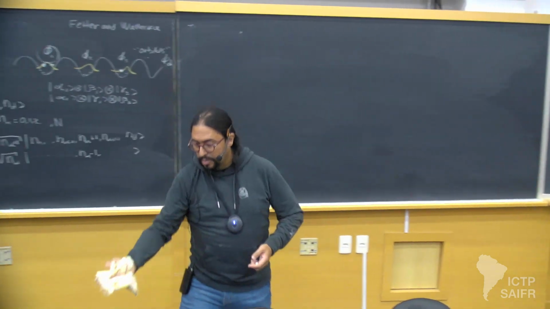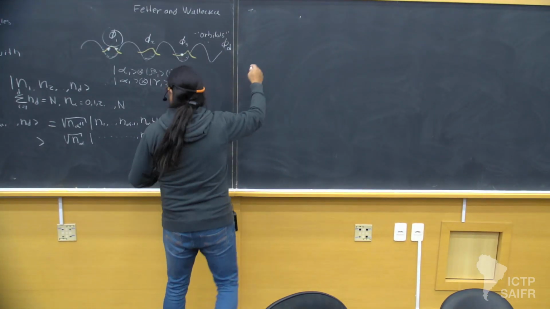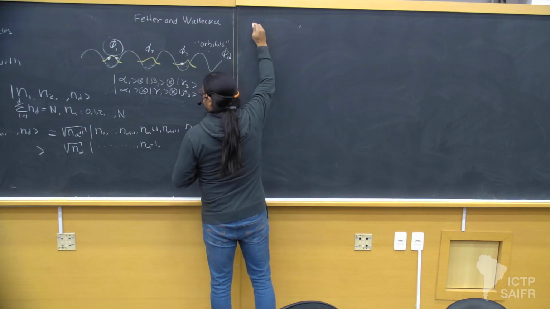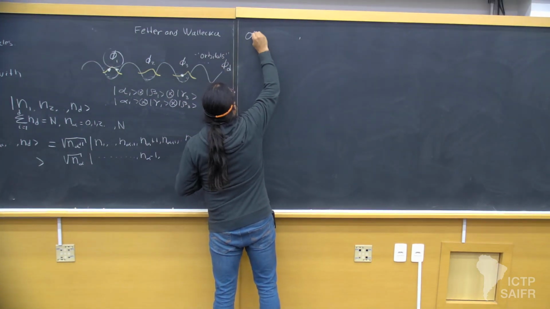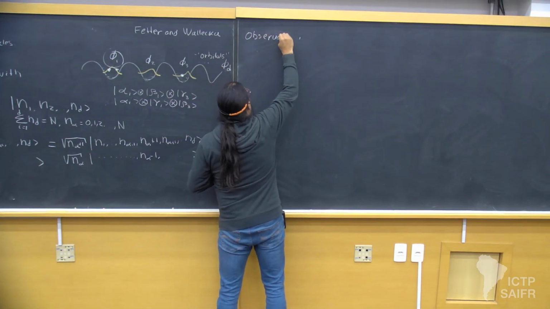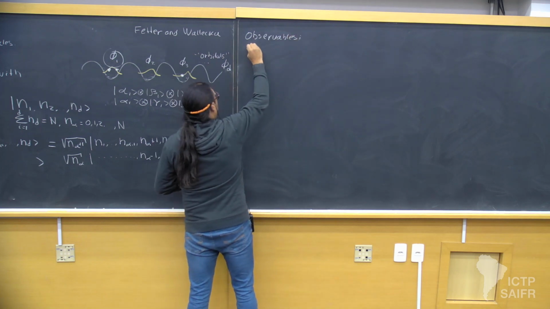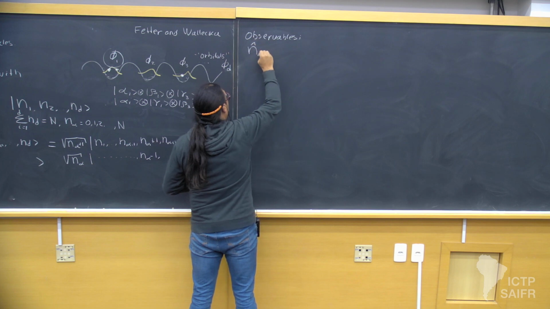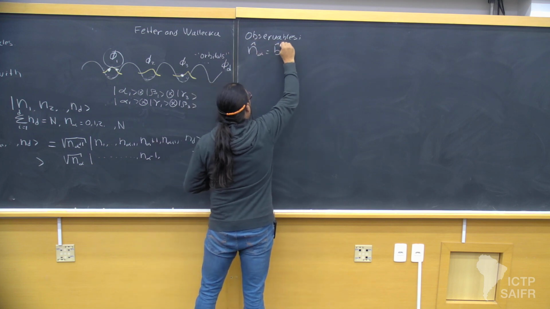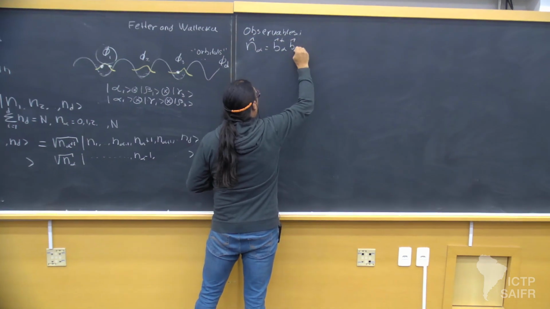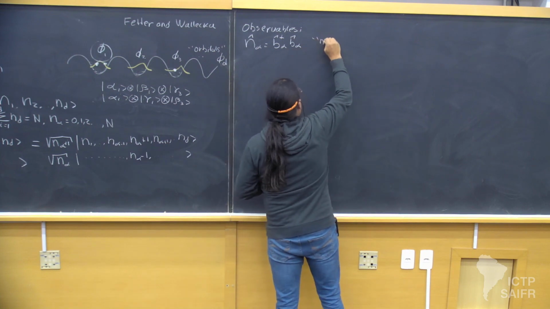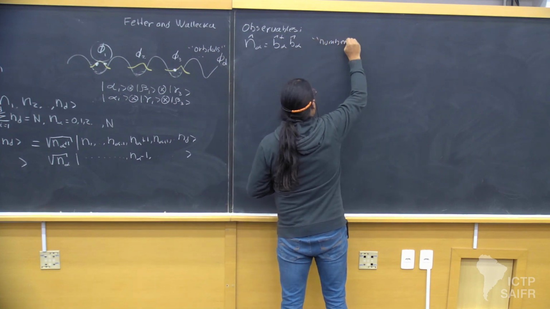I know this is a little bit boring. I know that you know this. We have to go through it. So the most famous one is this, and it's called the number operator.